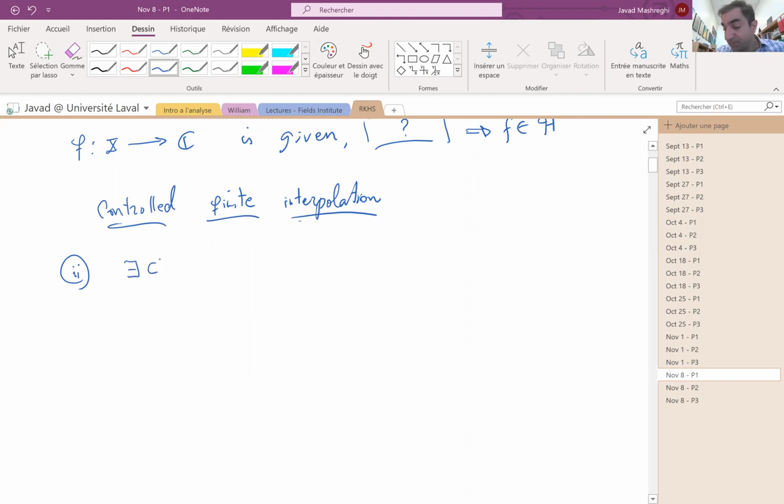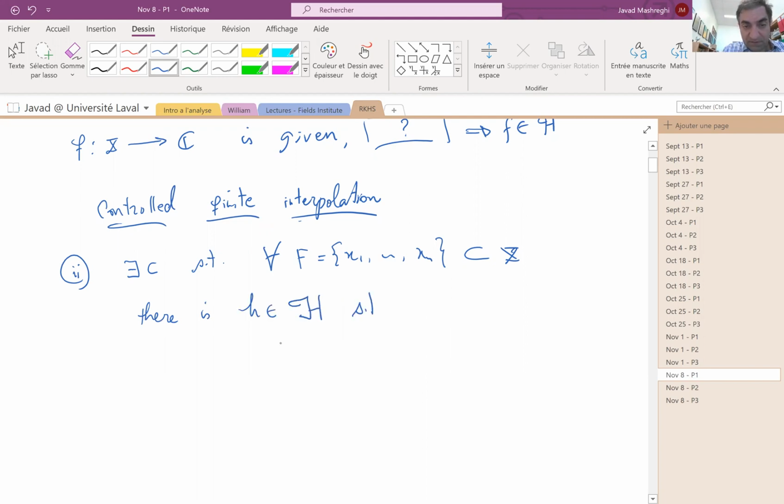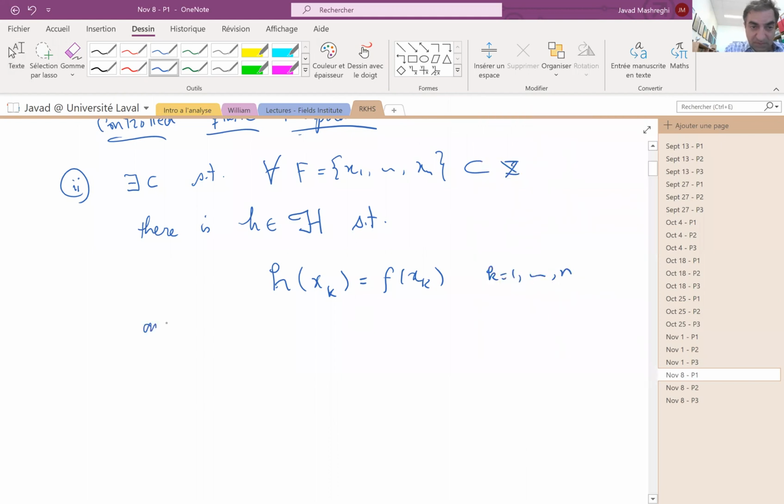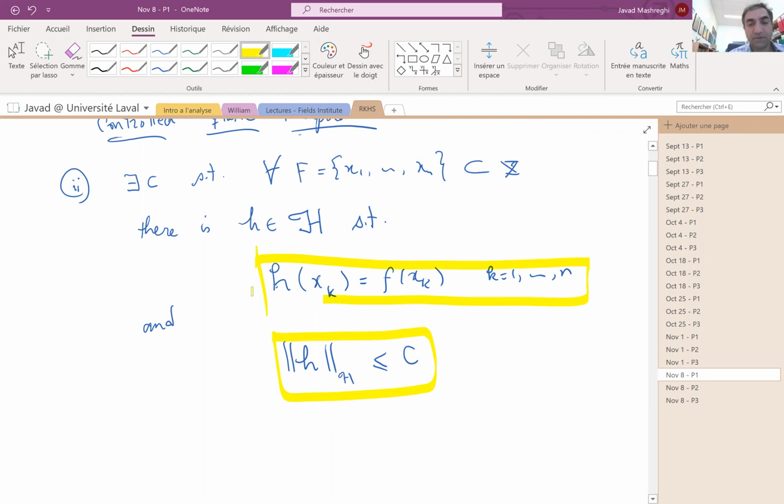It says that there is a constant C such that for every finite set of points x1 up to xn in X, that's the meaning of finite interpolation, there is a function h in the space H such that h at point xk is equal to f at point xk, k from 1 up to n. At n points, h coincides with f, and moreover, the norm in H is controlled, bounded by C. So that's the meaning of controlled finite interpolation, two things.